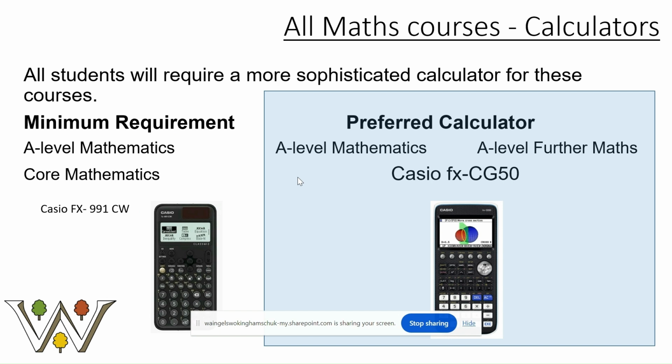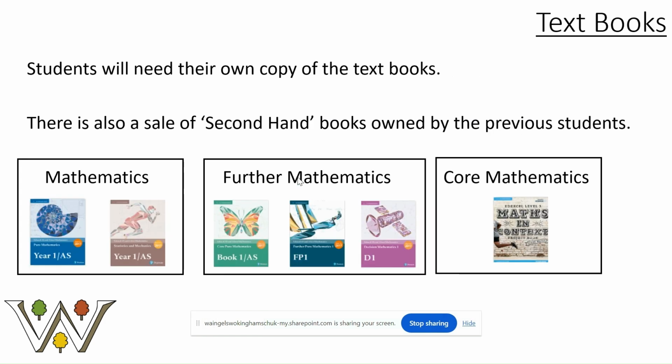Whatever course you choose, if you want to do a maths course, you are going to need a good calculator. Here are some examples. On the left, we show the minimum requirement for the core maths. That's the Maths and Context course and the A-level maths course. And if you're taking A-level maths, we strongly recommend that you have a graphical calculator, and for the A-level further maths, it is required. Students are also expected to get their own copies of the textbook. These are available at most major book outlets, but you can also get secondhand books from previous students.